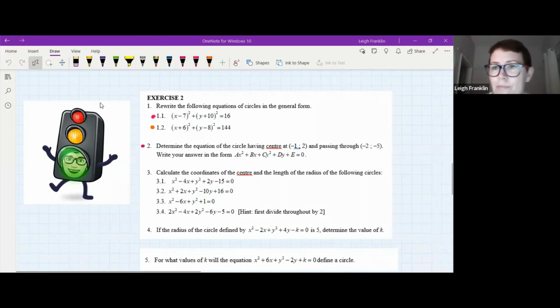Ma'am, I could try. Okay, go for it, Oratilwe. Thank you. What did you get? So my answer for 1.1 is x squared minus 14x plus y squared plus 20y plus 133 equals 0.